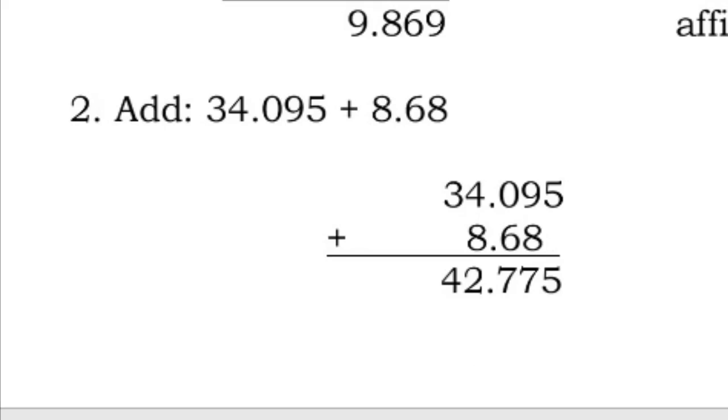Then number 2, 34.095 plus 8.68. So align the decimal point. So you're going to have 34.095 plus 8 aligned to 4, then the decimal point to another decimal point, then 68. Then adding 5, then 9 plus 8 is 17, carry 1, 1 plus 6 is 7. Then add the decimal point, 4 plus 8 is 12, so 2, carry 1, so 1 plus 3 is 4, so 42.775.